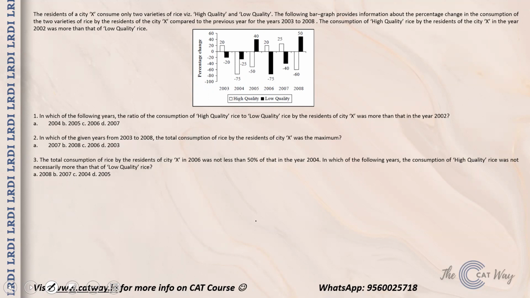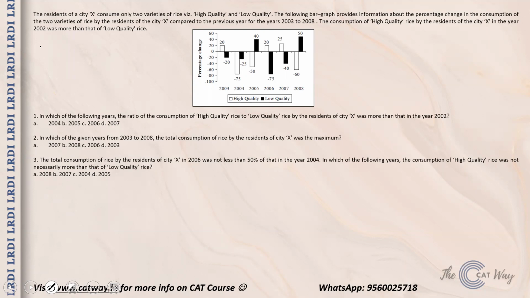All right, guys. So what we have is that in 2002, they had some amount of consumption for the high quality and the low quality rice. And then the percentage changes have been given. So, let us make a table. And what we also know is that in 2002 high quality rice consumption was greater than the low quality rice consumption. That is something that has been given to us.